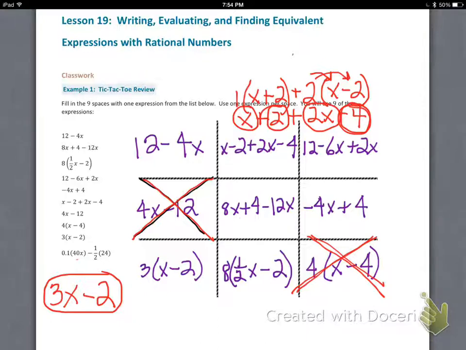x minus 2 plus 2x. I'm looking at this one right here. But I have an x and then another x, an x and then 2x, and that's 3x. But now I have a negative 2 and a negative 4. That's negative 6. So that's not going to be. Ooh, but we have an idea where that one's going to be later.